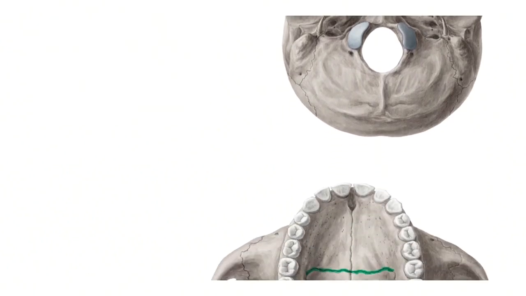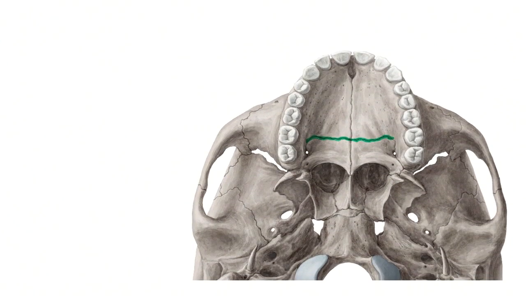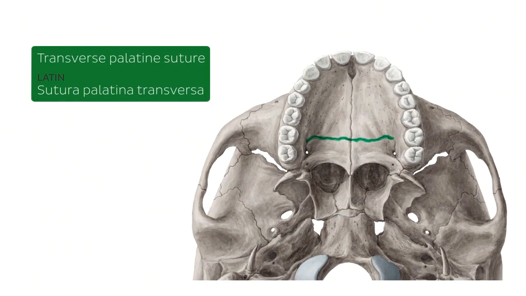Next structure that we're going to be talking about is known as the transverse palatine suture. This suture separates the two palatine processes of the maxilla from the palatine bone. So as you remember, this is the palatine bone, and we have here the two palatine processes of the maxilla, and seeing here clearly this suture separating these structures.